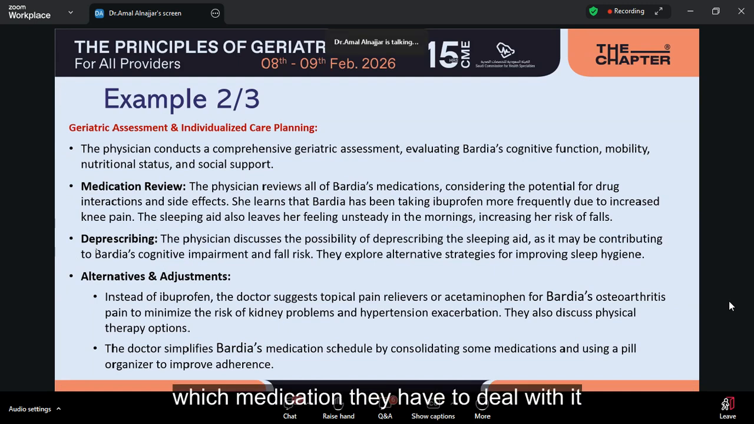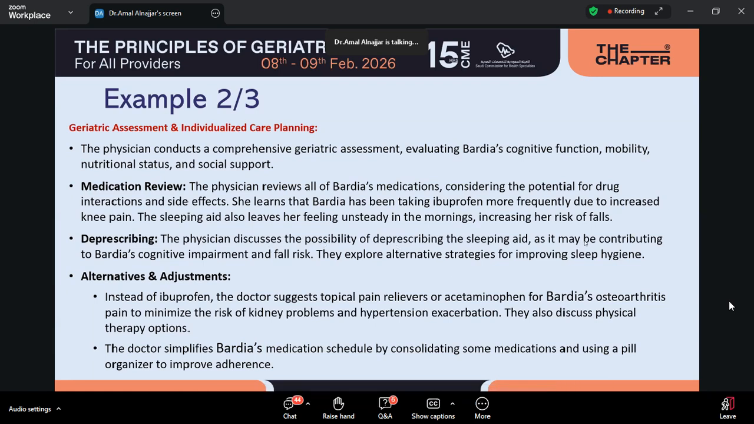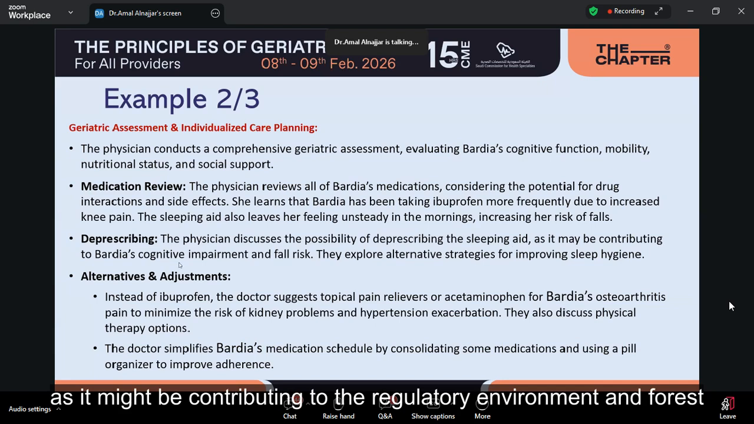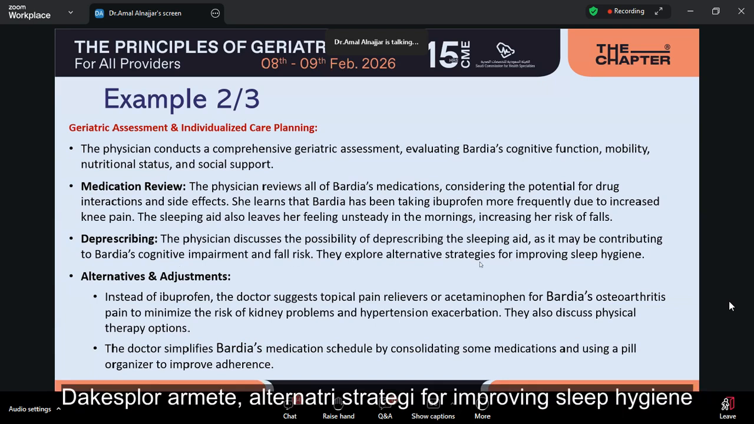For de-prescribing, the physician discussed the possibility of de-prescribing the sleeping aid as it might be contributing to Badriya's cognitive impairment and fall risk. They explore alternative strategies for improving sleep hygiene.